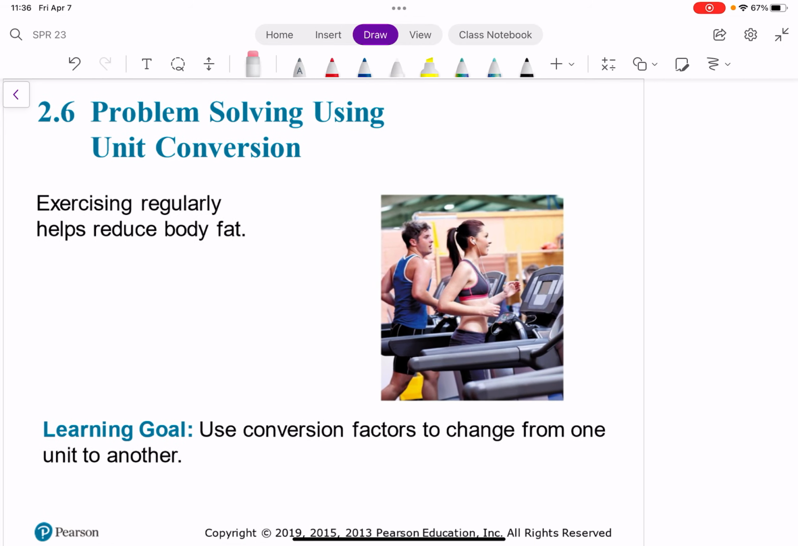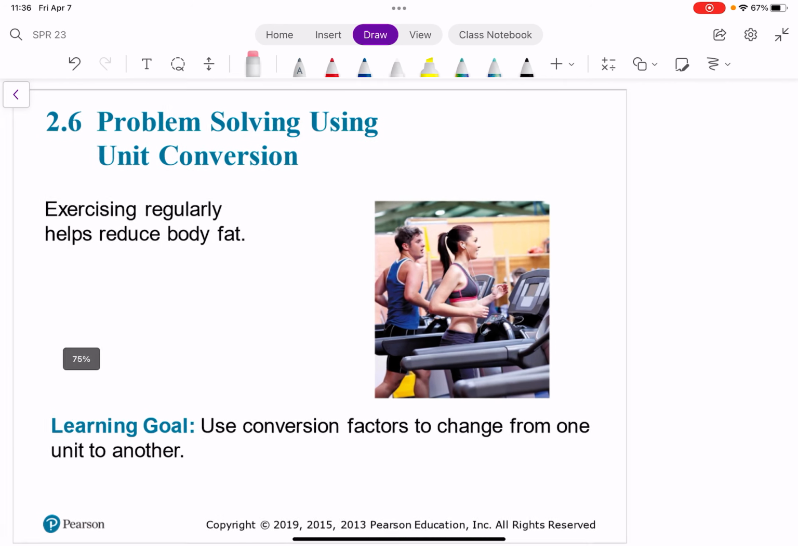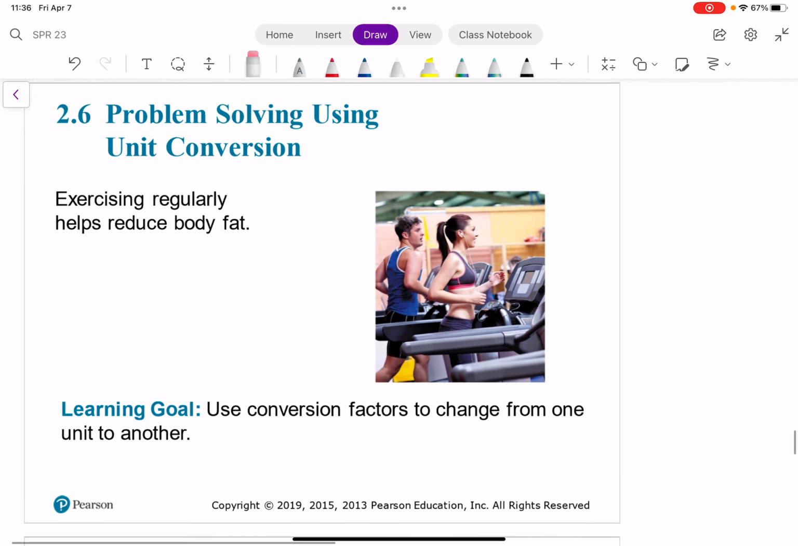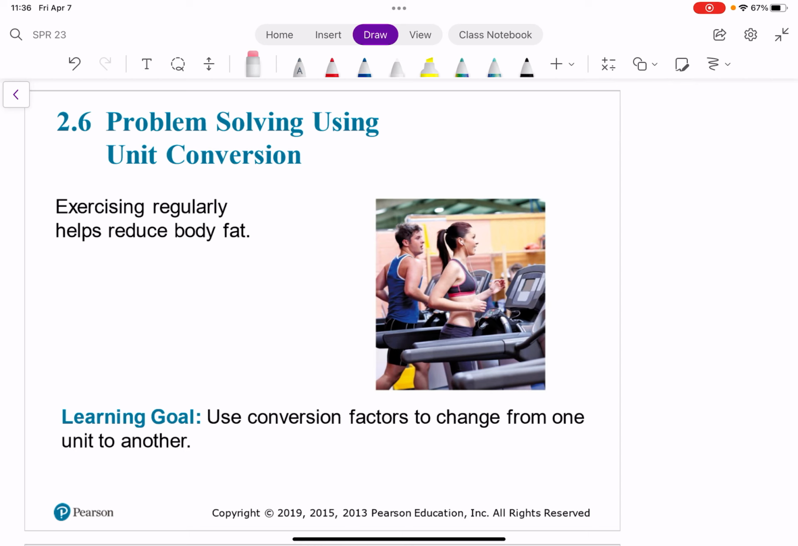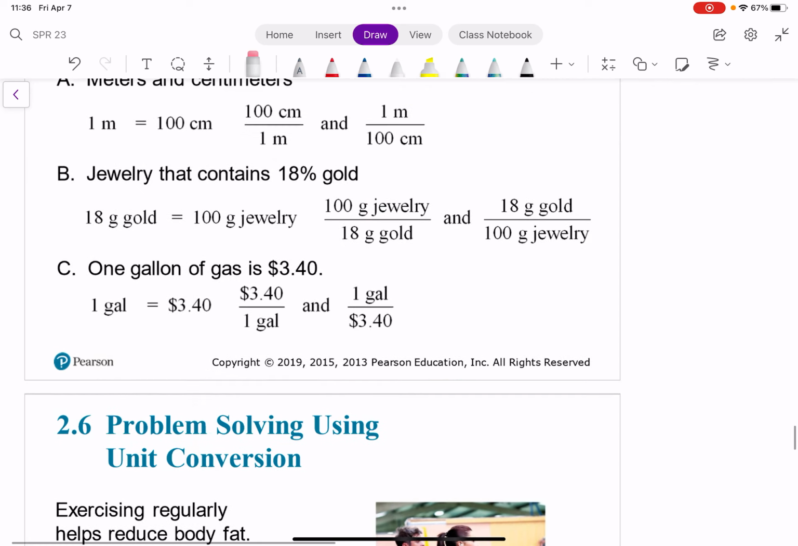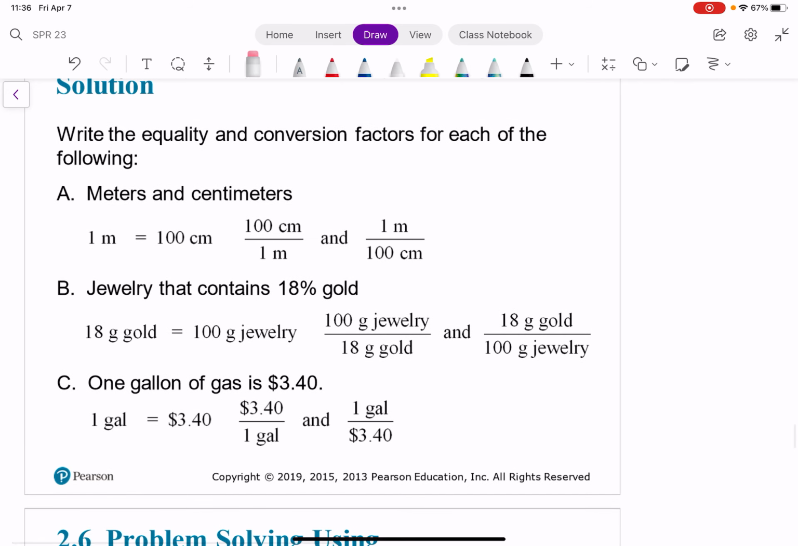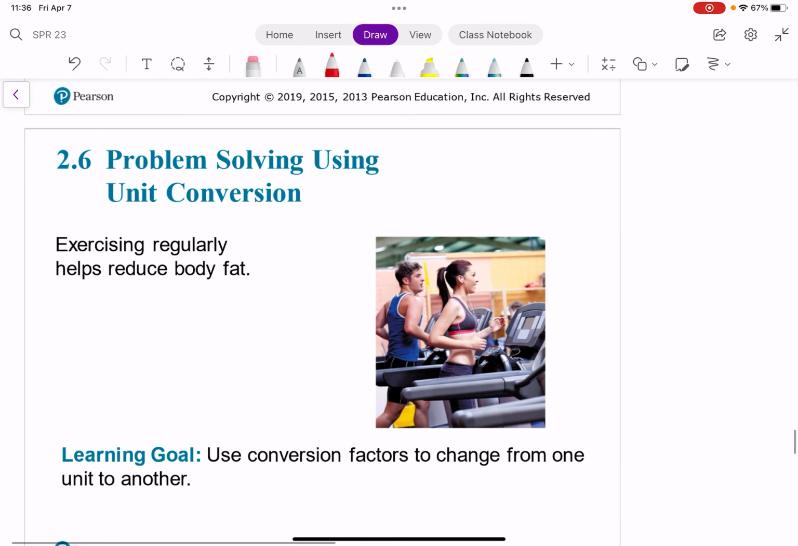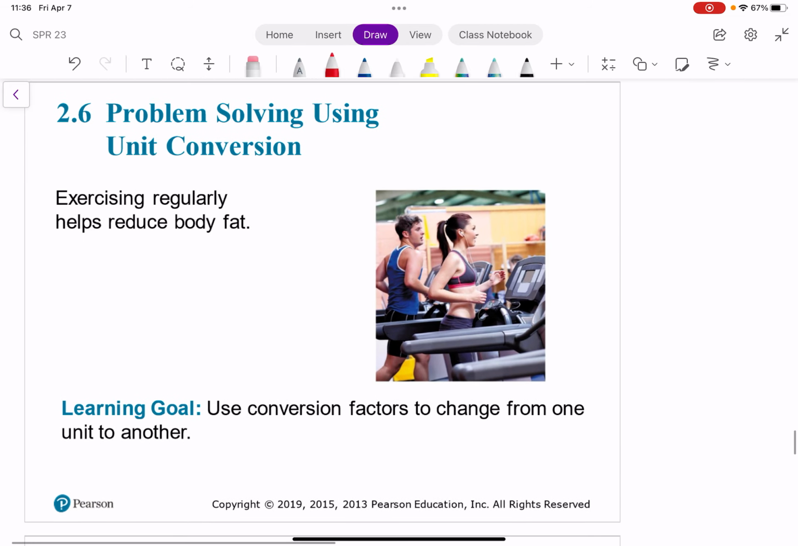All right, now, last part for this video. I know it's been a long one. I'm sorry. Stick with me. We're almost done. Pause if you need to take a break. 2.6, problem solving using unit conversions. So what we find is that we can actually use these conversion factors in problems where we want to convert between units. Okay.